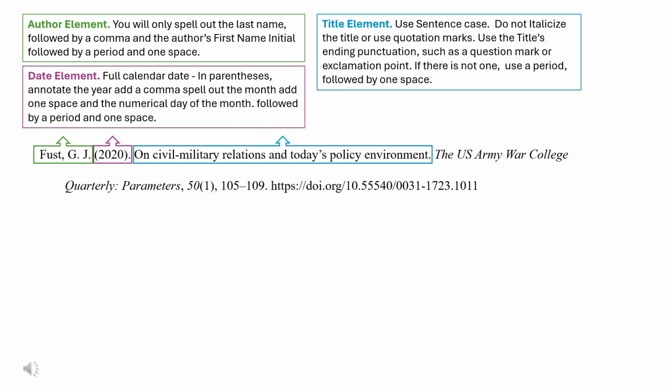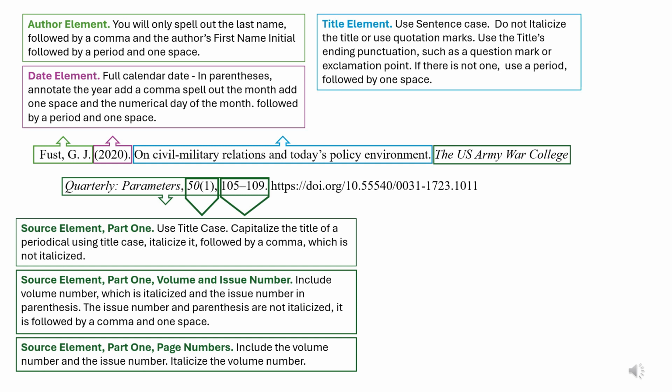The third element is the title. The title of your periodical is formatted using sentence case. Do not italicize the title or use quotation marks. In sentence case, lowercase most words in the title or heading. Capitalize only the following words: the first word of the title or subtitle, the first word after a colon, dash, or end punctuation in a heading, and proper nouns. Use the title's ending punctuation, such as a question mark or exclamation point. If there is not one, use a period to close up the title element.